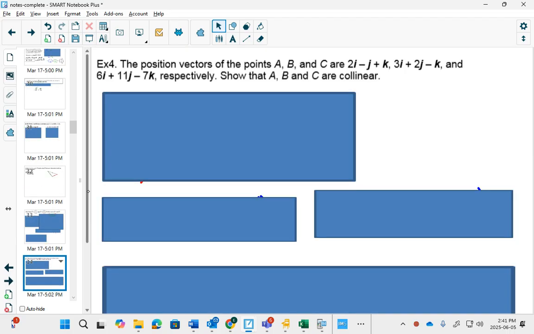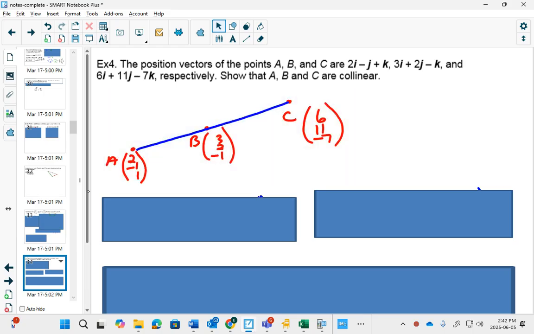Okay. So now, in 3 dimensions, I have these 3 points: 2i minus j plus k, 3i minus 2j minus k, and 6i plus 11j minus 7k. We want to show that these 3 points in 3 dimensions are perfectly in a straight line. That's what we want to show. And I really like working with the column vectors. I find the math a lot less tedious than writing out the i's, the j's, and the k's, in different modes.